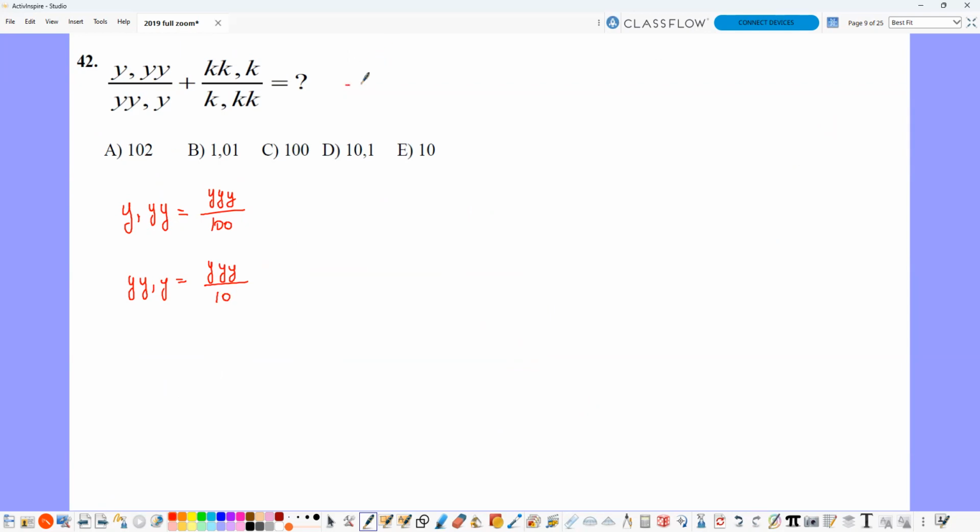So if I write them here again, here y and y divided by 100 all over y divided by 10. Then this is going to be equal to plus over. Here it's going to be equal to k over 10, k over 10, and this is going to be k over 100.